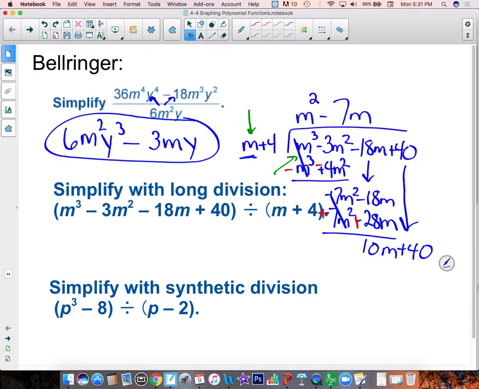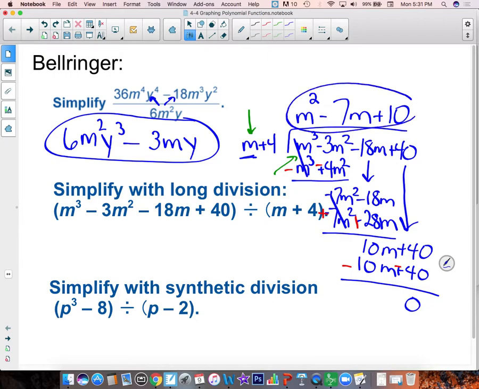Okay, now what times m will get you to 10m? Well, that's just the 10. Plus 10, distribute it through, 10m plus 40, and then change your signs, subtraction, and we get everything to cancel out, so there is no remainder. So that's your answer. Remember, if you were to get a remainder, it would be whatever you have down there on the bottom, divided by the binomial that you're dividing with.